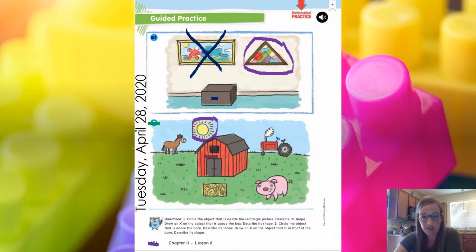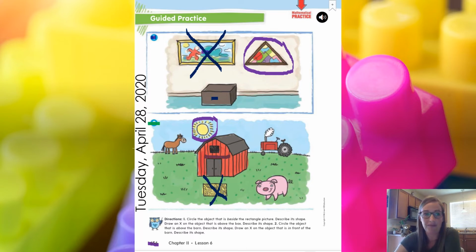Now they also want you to draw an X on the object that is in front of the barn. So remember, here's the barn. Now look to see what's in front of it. What's in front of it? And what shape is it? Good. It's a bale of hay and it's in the shape of a rectangle. So we're going to put an X on that. Tell me again, how many sides does a rectangle have? How many vertices? Good, 4 and 4.